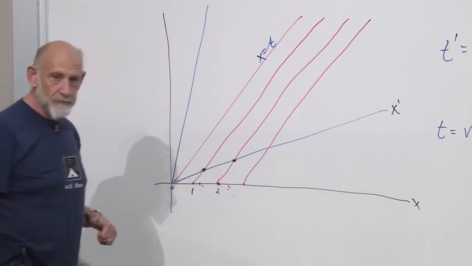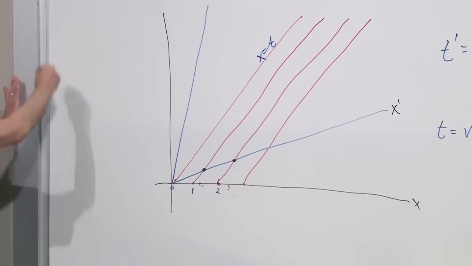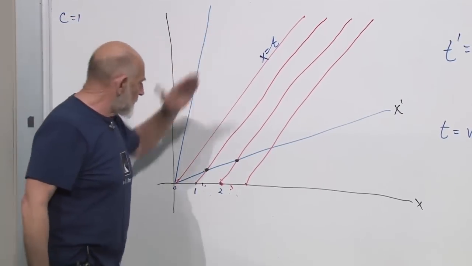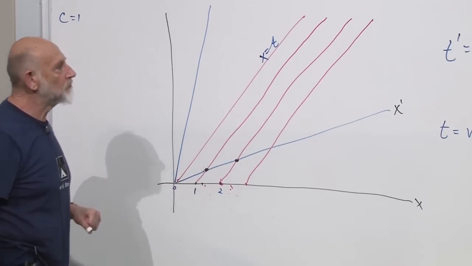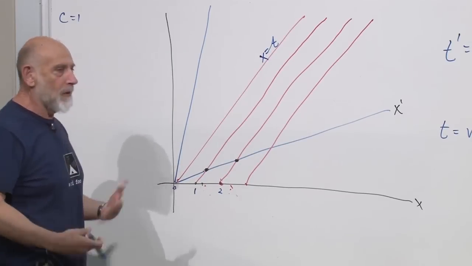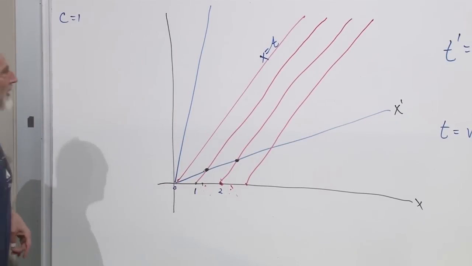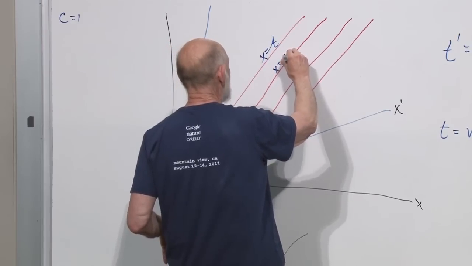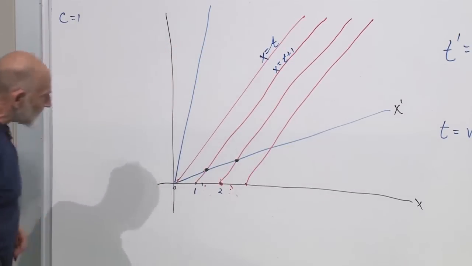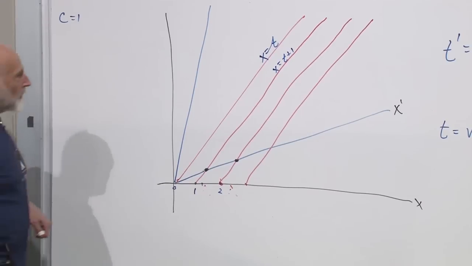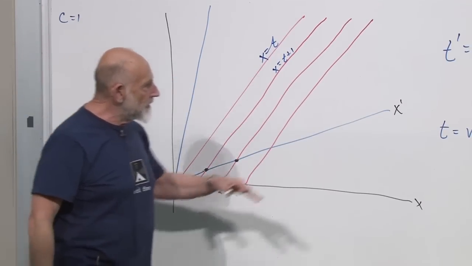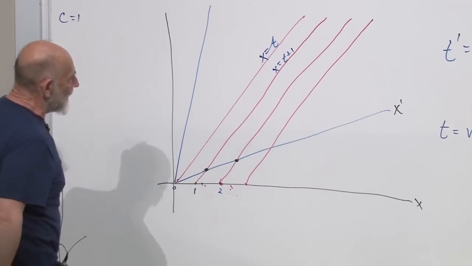X equals t. It's moving with the speed of light. C equals 1. That's x equals t. What is this one? Oh, come on. It's easy. Right. X equals t plus 1, right? Okay, so we're at the intersection of x equals t plus 1 and t equals Vx. Let's work it out.